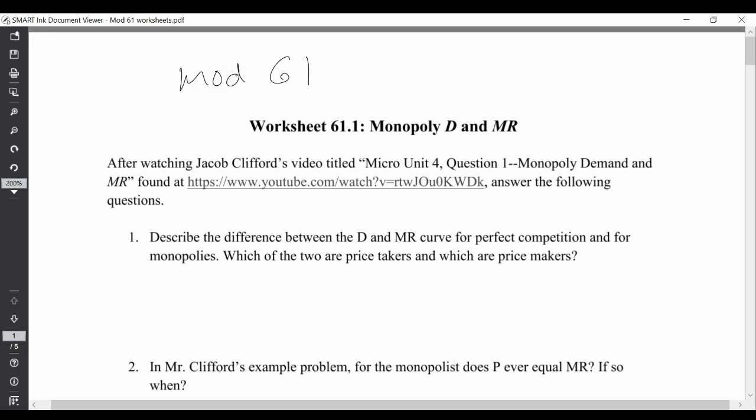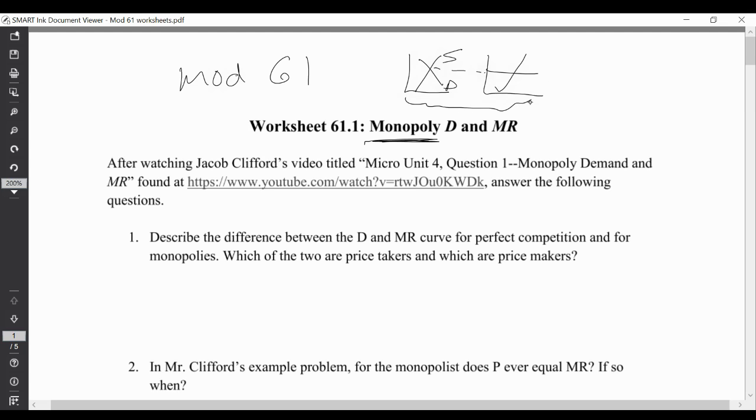Now, Module 61 is talking about monopolies. We're talking about a firm where there are barriers to entry, and there is only one firm in the market. In a monopoly, we no longer have, like in perfect competition, the market supply and demand curve that led to the individual firms like this here. We are not going to have that.